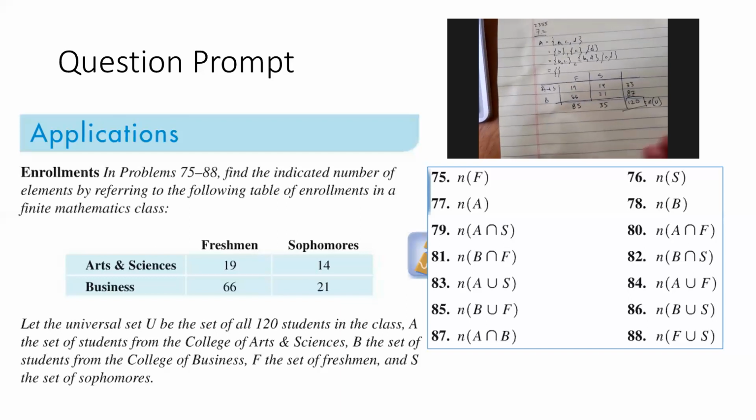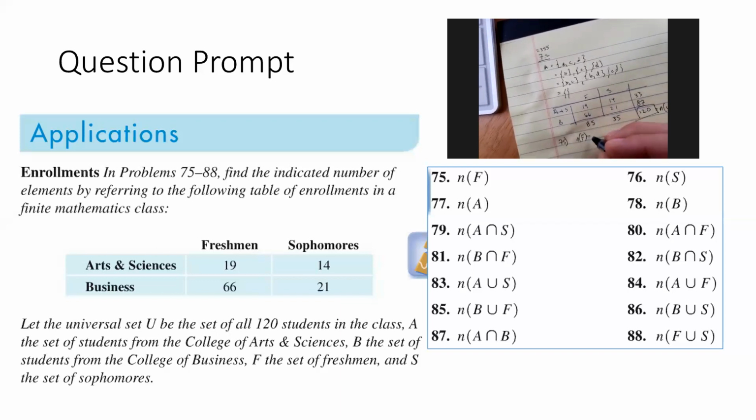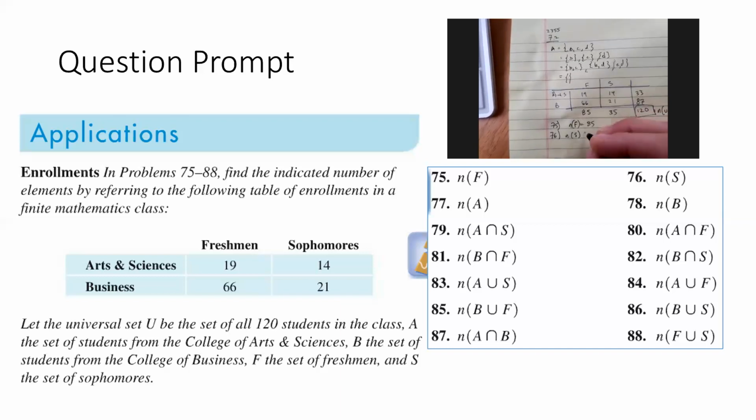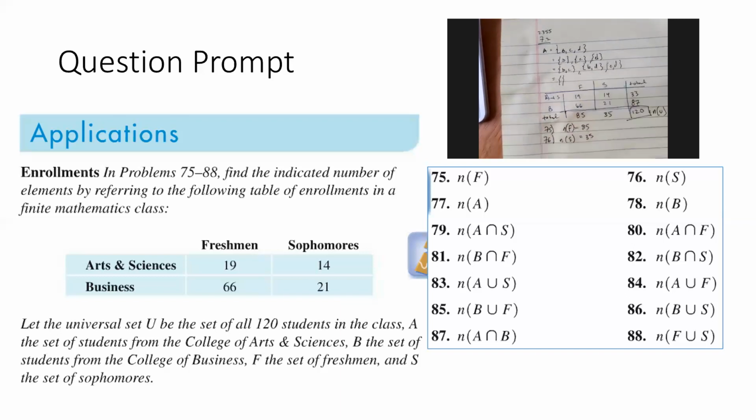Now, if we wanted to do number 75, we have the number of freshmen is what we're looking for. Well, that's this right here, 85. If we want to do 76, that's the number of sophomores, which is 35. Okay, right? Keep in mind, this is the total. So you guys should get pretty comfortable with dealing with these tables, given we've done so much with it.